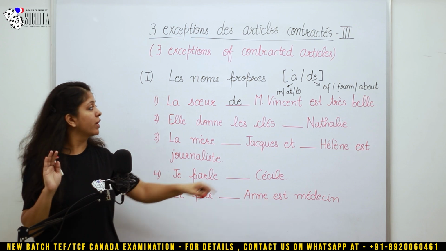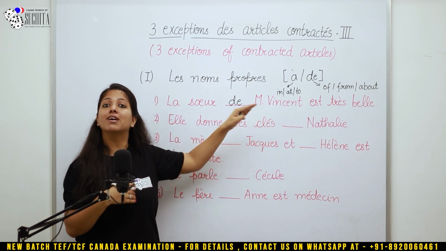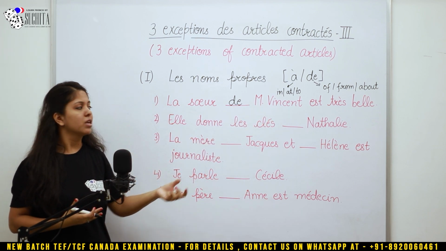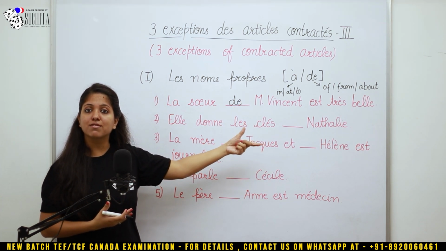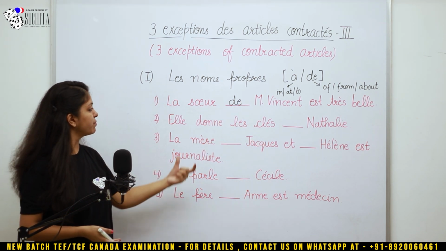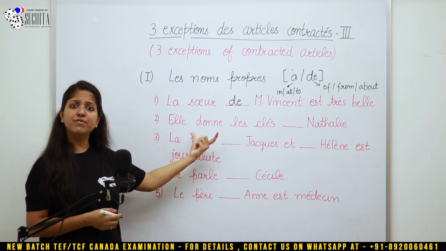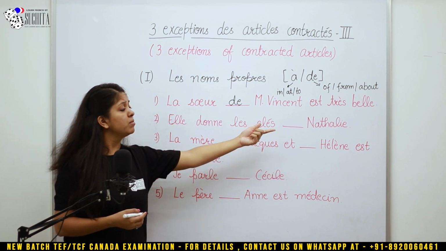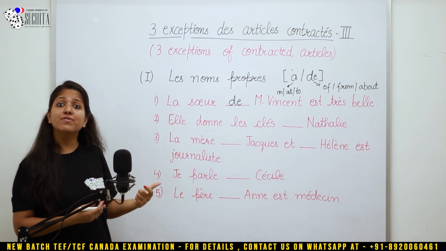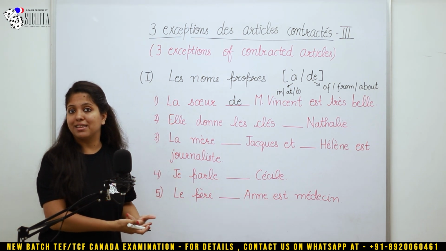You do not have to look at the gender or the number or whether it begins with a vowel. No. La sœur de Monsieur Vincent est très belle. Let's look at the second example. Elle donne les clés à Nathalie. She gives the keys to Nathalie.